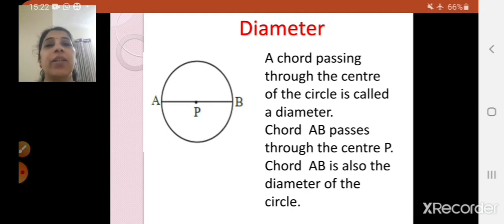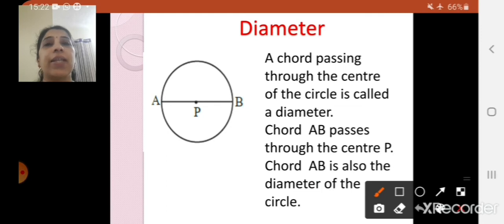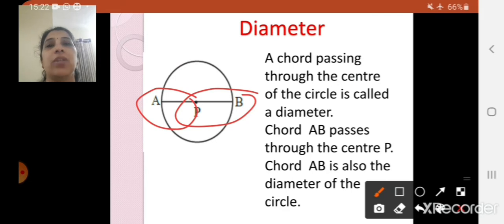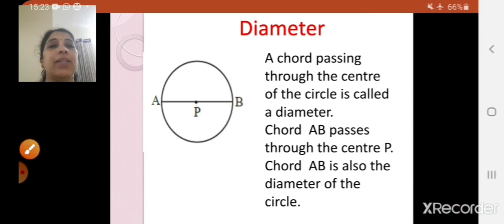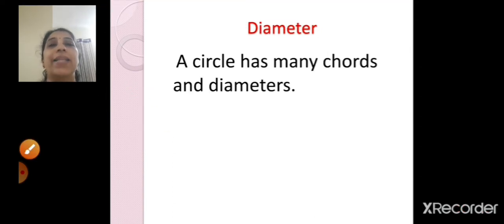Also you can see, children, that in this figure segment PB is your radius and segment PA is your radius, right? So there are two radii over here, and when you join segment PA plus segment PB, you get segment AB. So segment AB is your diameter. So diameter is always twice the length of the radius. A circle has many chords and diameters, right? The same way it has many radii, it has many chords and diameters also.